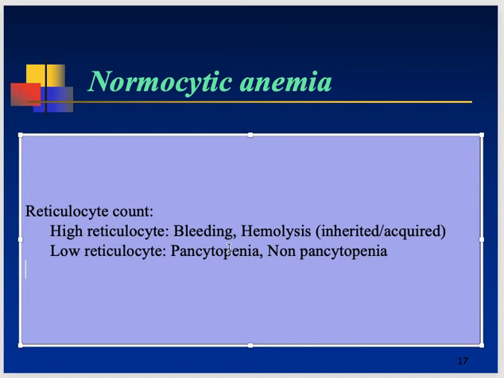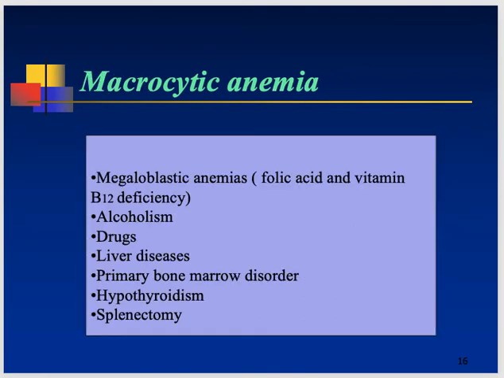So these things can be there, and the other one is non-pancytopenia, in which just the RBCs are the ones affected. One cause of non-pancytopenic anemia is anemia of chronic disease. Renal problems as well as liver problems can lead to these as well. Normocytic anemia. Anyhow, we will discuss all those things in detail in the coming lectures.